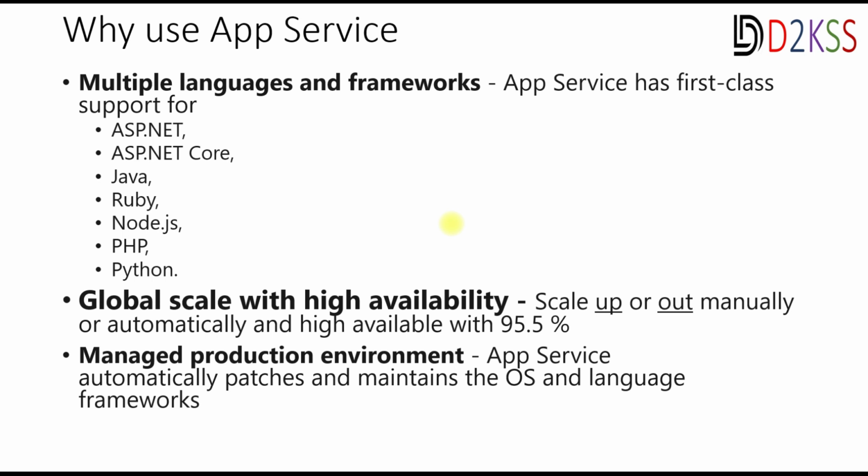And the second feature is global scale with high availability. The Azure App Service provides out-of-the-box features like scale up or scale out, manually or automatically, and provides high availability with 95.5%. We'll talk in a while about what scale up and scale out are.